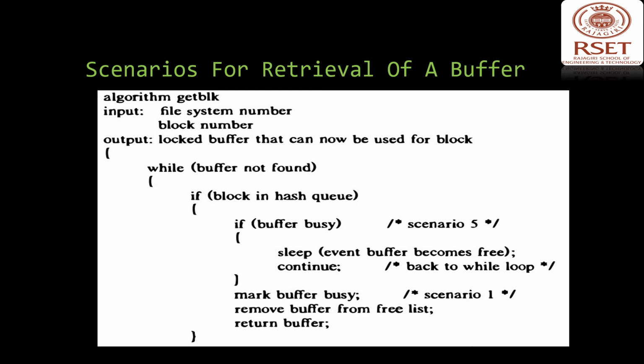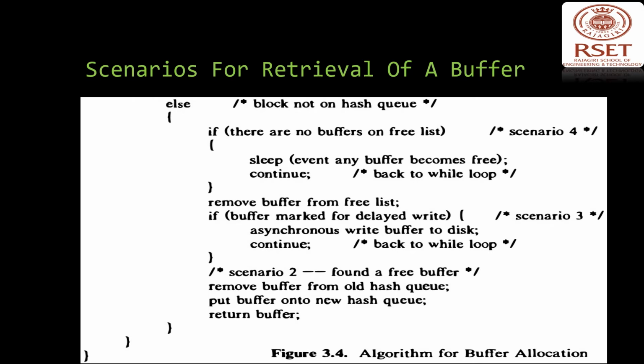Then we have scenario 3. Here you can see scenario 3. Scenario 3 is a condition where the kernel cannot find the block on the hash queue, and in attempting to allocate a buffer from the free list, as in scenario 2, it finds a buffer on the free list which has been marked as delayed write. So the kernel must write the delayed write buffer to disk and allocate another buffer. That is scenario 3.